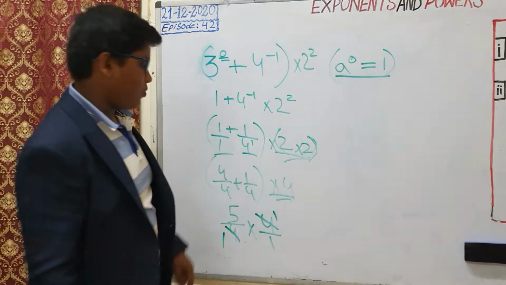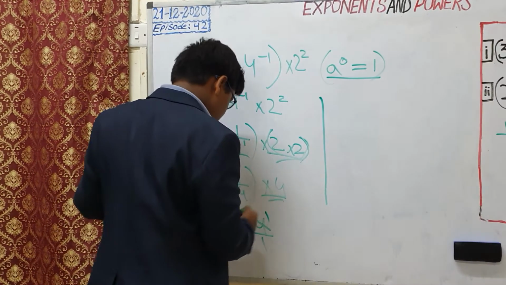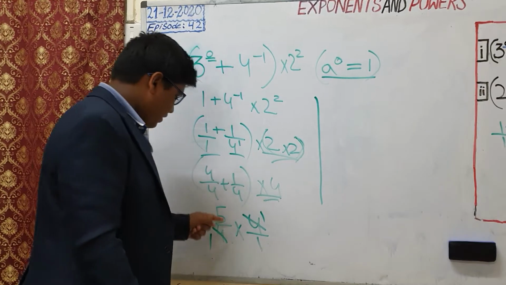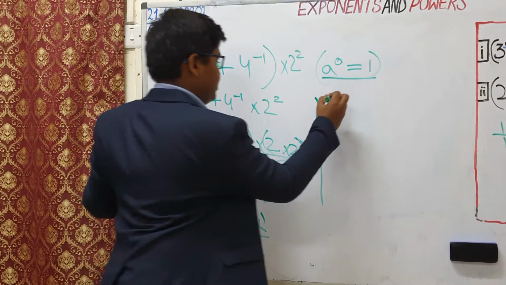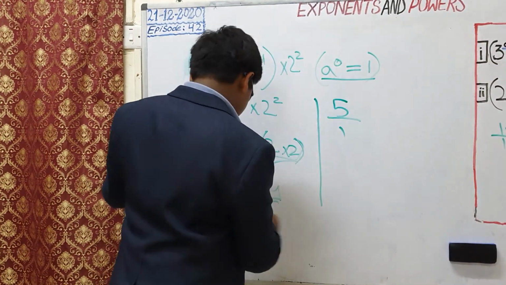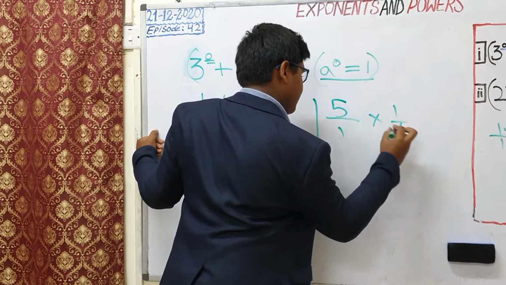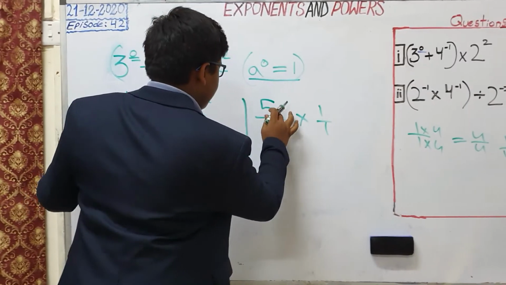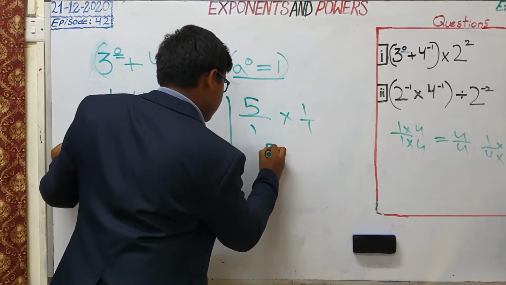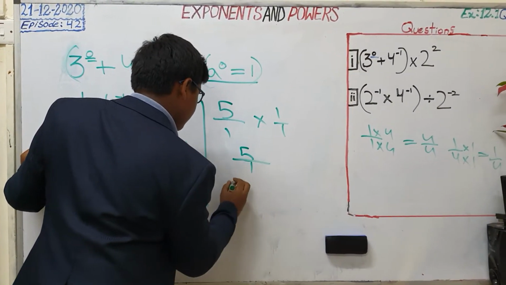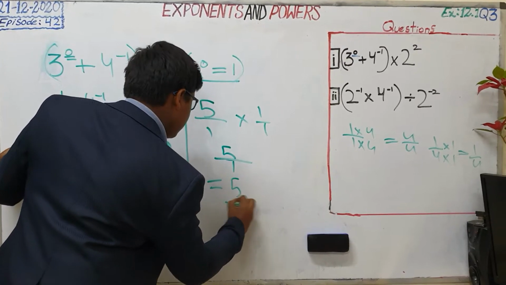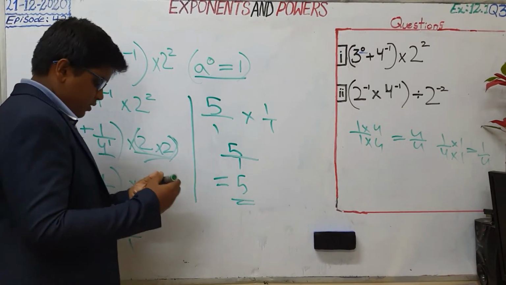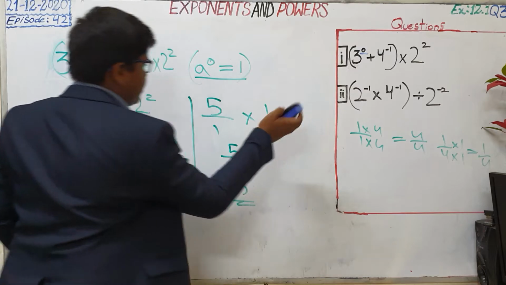So the final answer here is 5 by 1 into 1 by 1. Now 1 by 1, if we multiply it, 5 into 1 equals 5, then 1 into 1 equals 1. Then this is the answer for the first one. I will erase this and go for the second one.